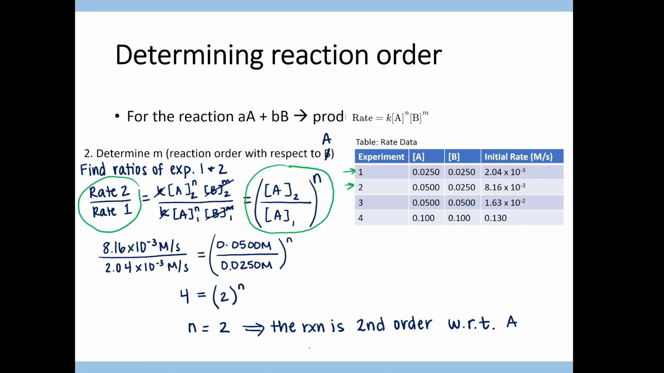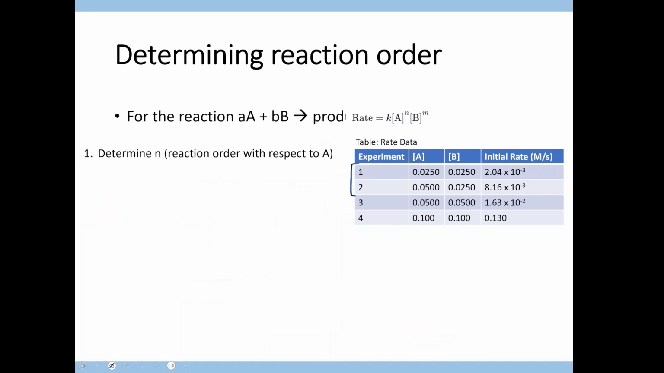So at this point we can say that the rate is equal to the rate constant times the concentration of A squared times the concentration of B to the power of m. We still need to find that reaction order with respect to B. Now we do another calculation to find the reaction order with respect to B.